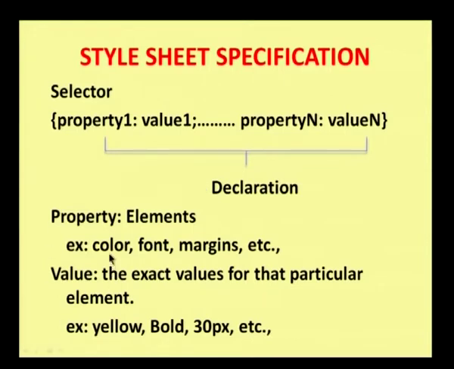For example, I am going to apply the color, font and margin properties for the tables. So, the table can have a color, margin and a font. The value represents, for example, the color can be yellow and the font is bold, and the margin is the length of the margin for a particular table. So, what property we are going to apply and what value. This is the example for style sheet specification, how to add a style for a particular tag element present in the HTML web page.